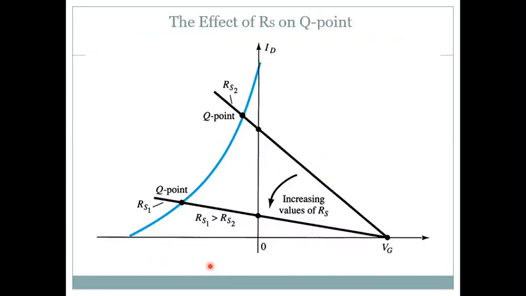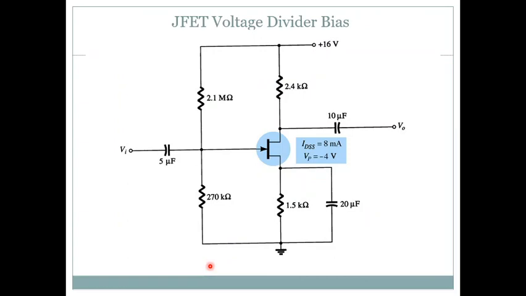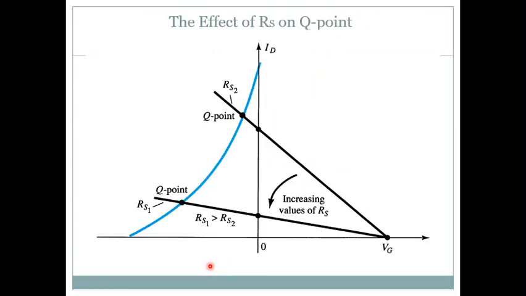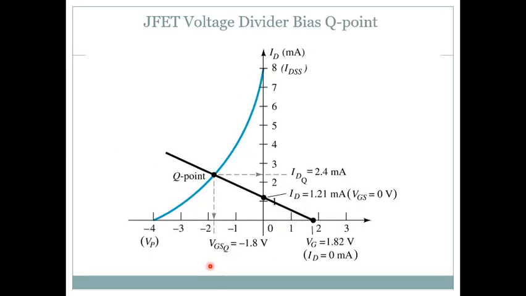So this is what happens when RS changes. Increasing RS or decreasing RS will change the biasing point. So this is an example, you can try it out.